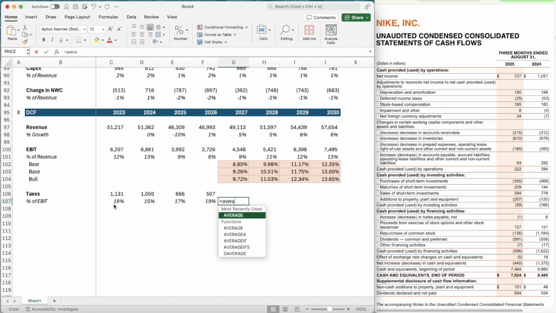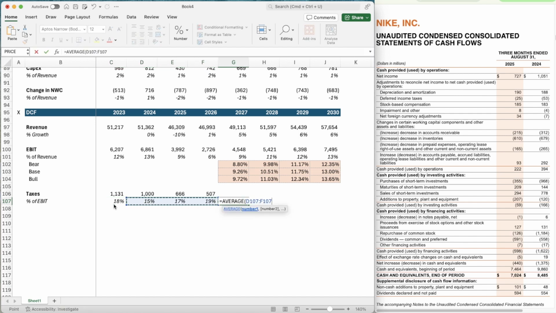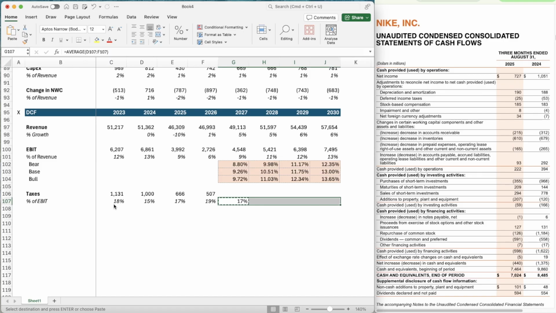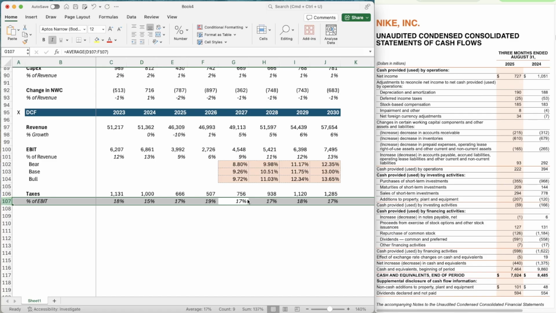Now, again, we just do an average. We have it. Go EBIT multiplied by the tax rate and pull it across. We want this so that when we simulate different scenarios on the EBIT, it will adjust the tax accordingly.